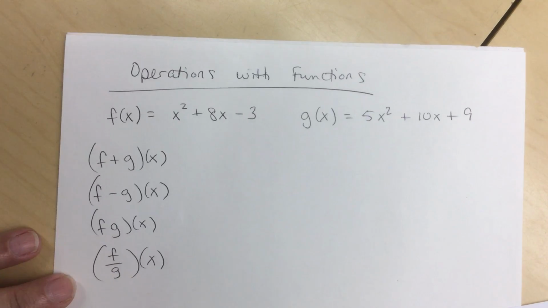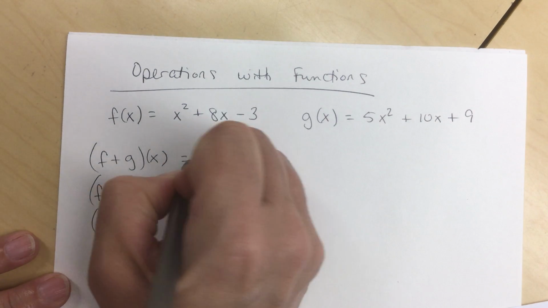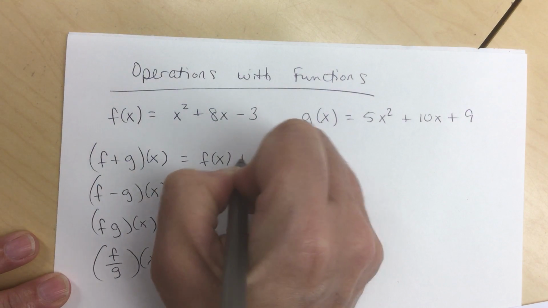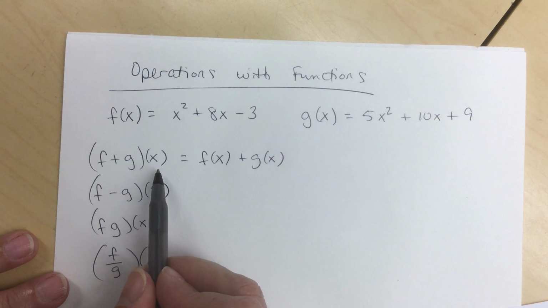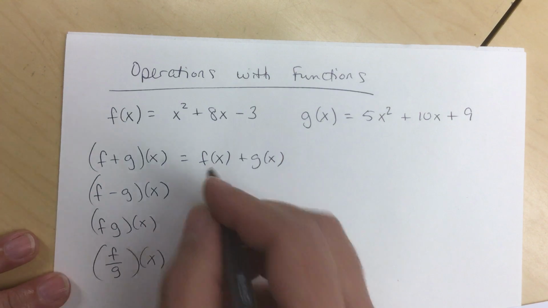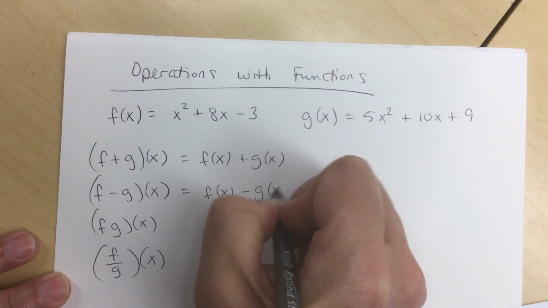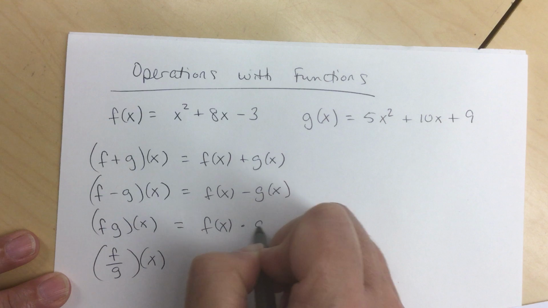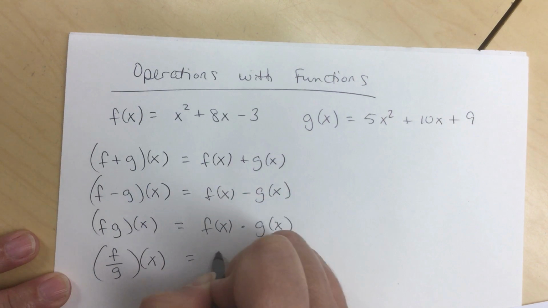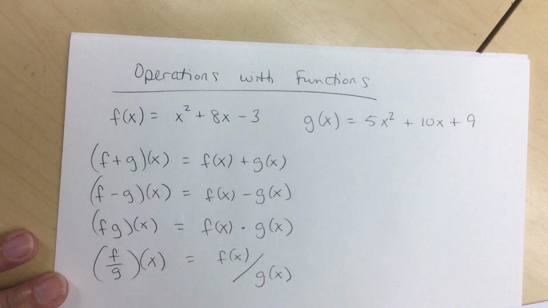First of all, realize that this notation is function notation. This means f plus g of x. It is just equal to f of x plus g of x. It does not mean f plus g and then multiplied by x. Okay, it's just function notation. So this is f of x minus g of x. So we're just going to be combining like terms. This is f of x times g of x, and this is f of x divided by g of x.